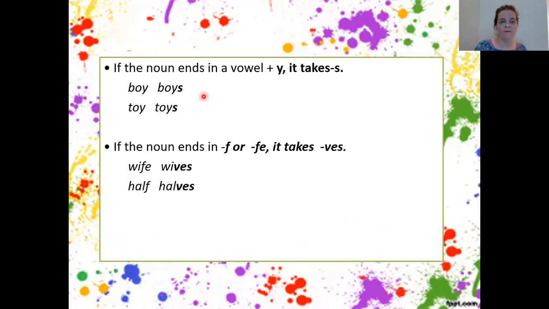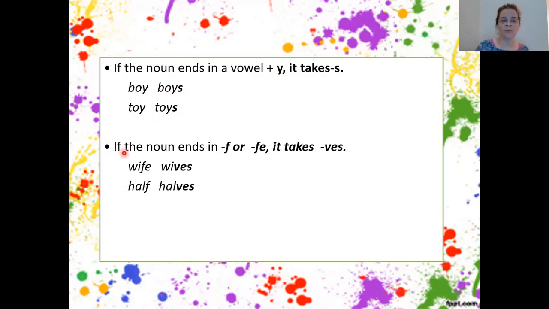All right, if a noun ends in a vowel plus a Y, it just takes S. So we have boy and boys, toy and toys. And one of the kids asked, well, how come this is not IES? Because you have a vowel here. And your 5 vowels are A, E, I, O, or U.